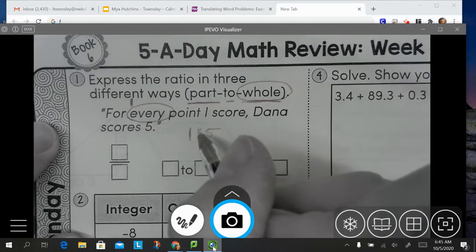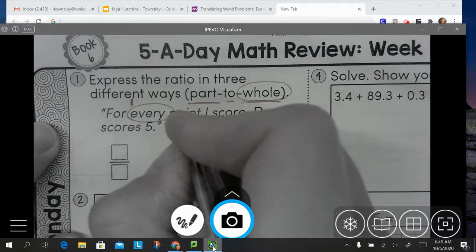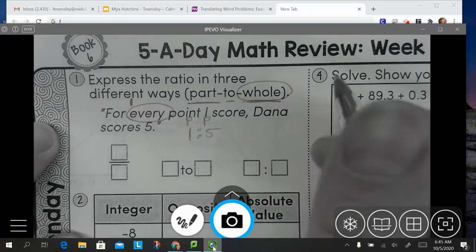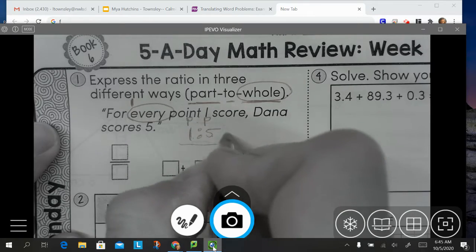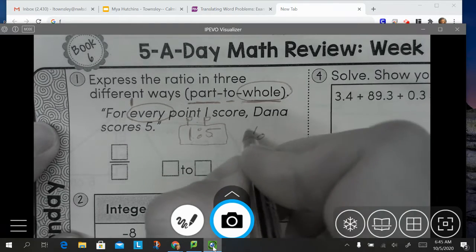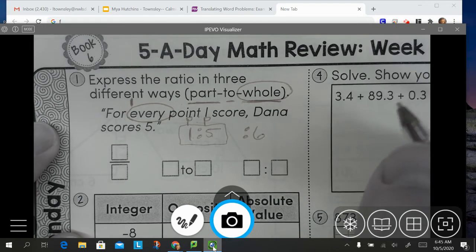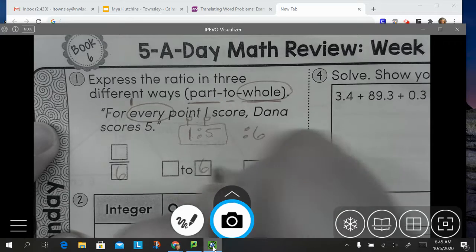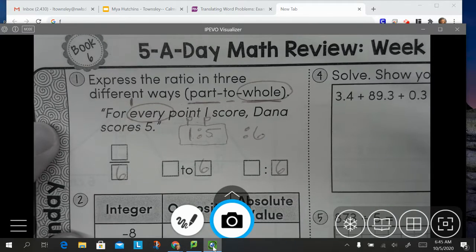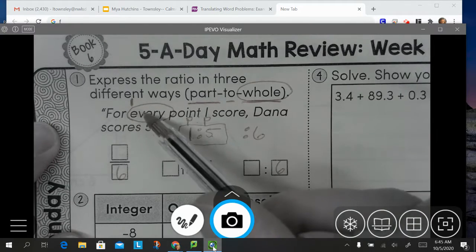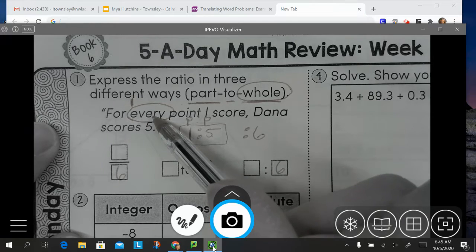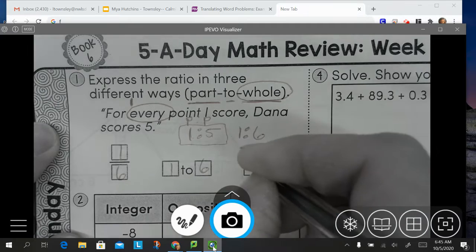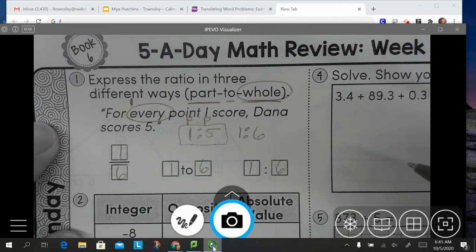But they don't want a part-to-part relationship. This is a part-to-part relationship or a part-to-part ratio. They want a part to whole. So the whole would be the total. The whole would be the total, okay? And so if the whole is the total and they want that second, you know that has to go second. And then the part that they want is the very first thing that they tell you. So for every point I score, so that's 1. So it's a 1 to 6 relationship, all right?